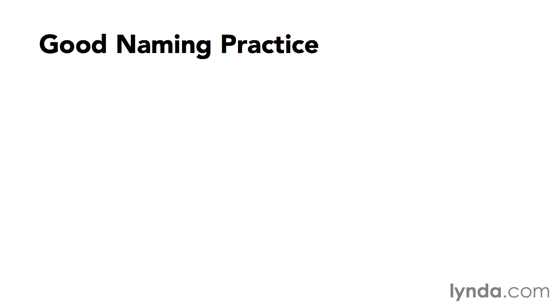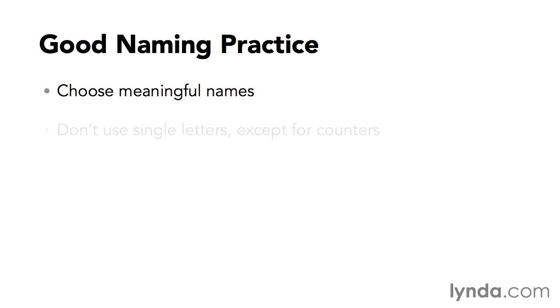Choosing good names for variables is important. It's best to choose names that tell you what the variable is for. Don't use really short names of just 1 or 2 letters to try to reduce the amount of typing you have to do. It's a really bad idea, except for when the variable is simply used to keep count, for example, of the number of times a loop has run.